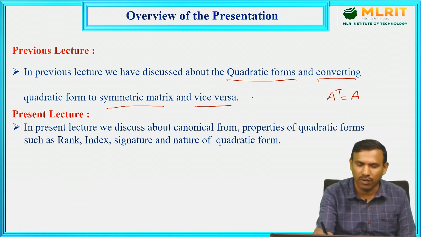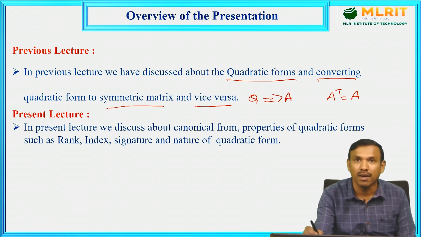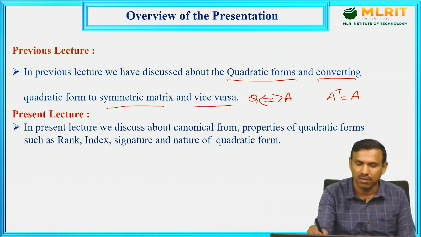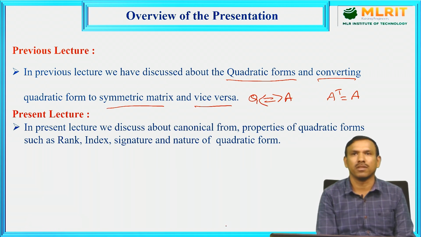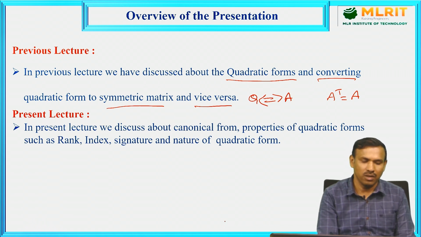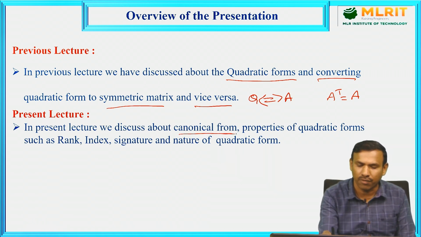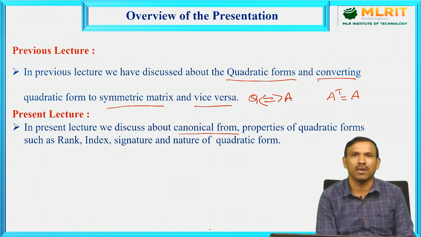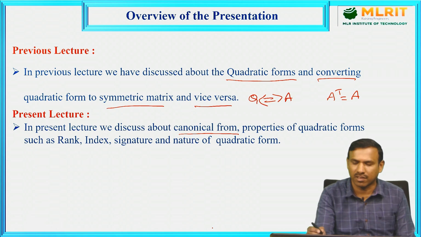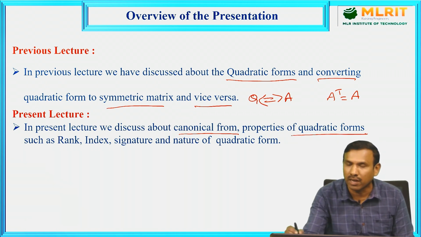So generally the quadratic form we represent with Q, which we convert to a symmetric matrix A, and vice versa, the symmetric matrix to quadratic form. Both we have discussed in the previous lecture. Today's class, we are going to discuss the canonical form. It is also one of the types of quadratic form, meaning it is also a second degree form, but only square terms will be present. Now, properties of quadratic form.